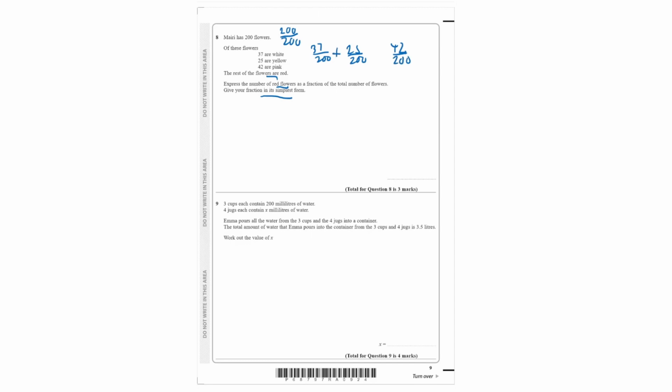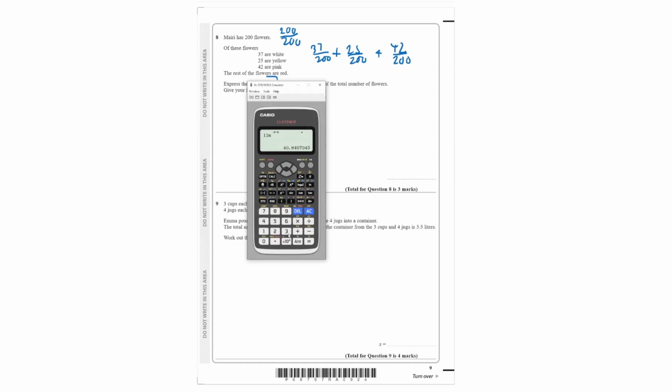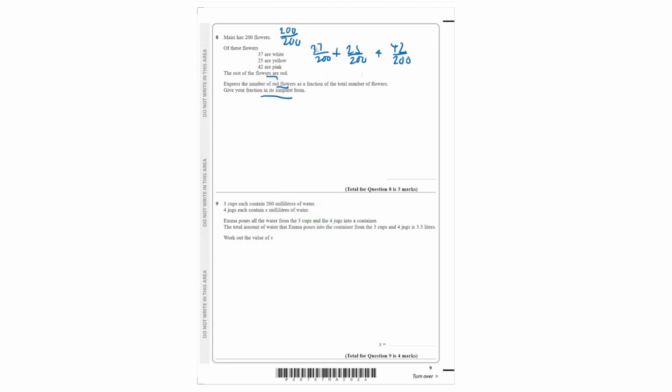And we can add all these values. If we're able to subtract all the white flowers, the yellow flowers, and the pink flowers from the total, we can then find how many red flowers there are. And we can use our calculator here. We have 37 over 200, so that's 37 plus 25 plus 42. They have the same denominator. We have 104 over 200.